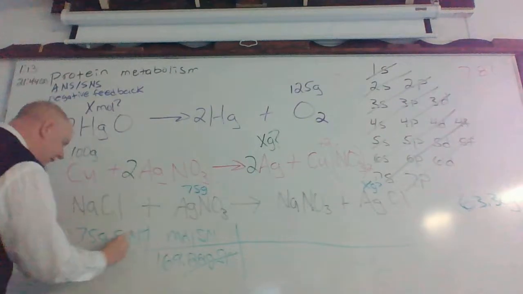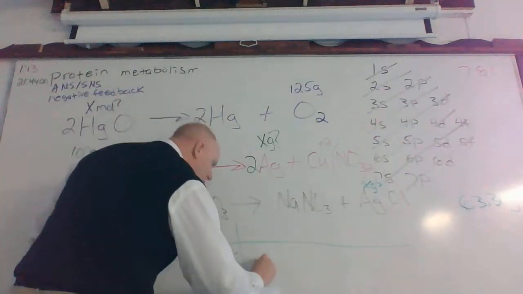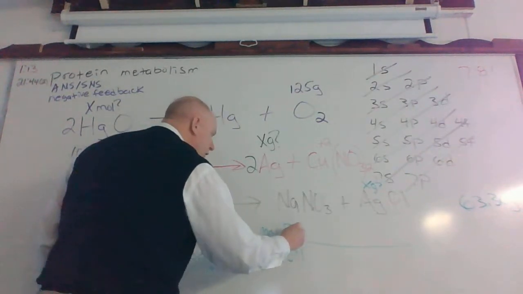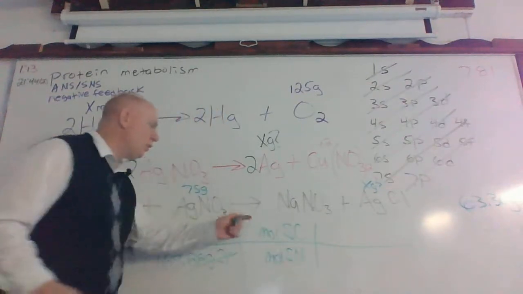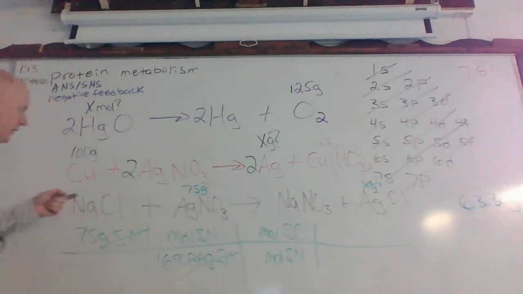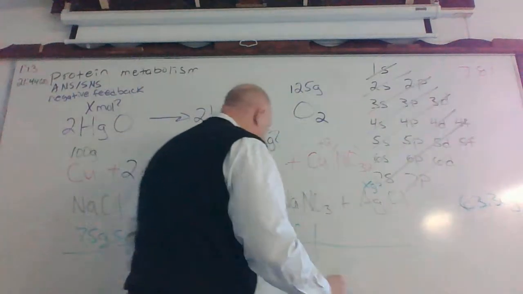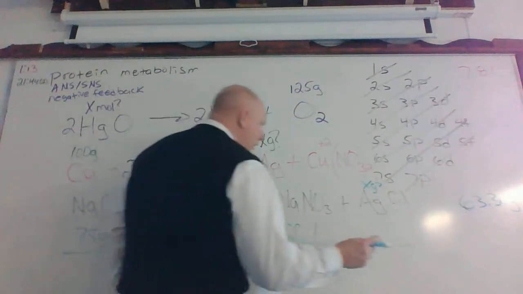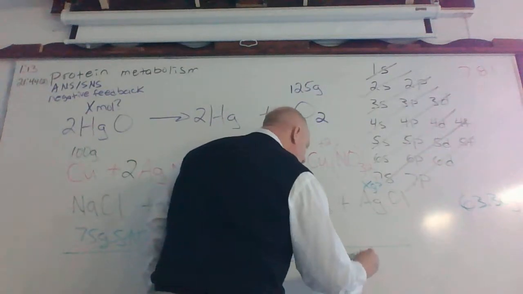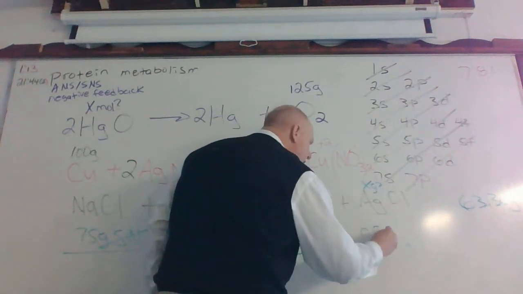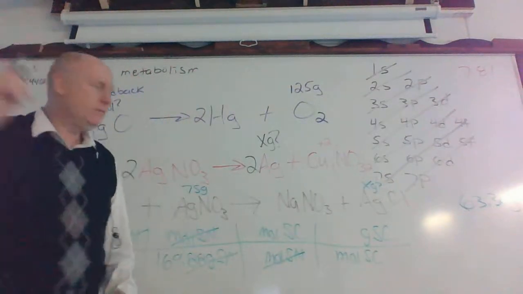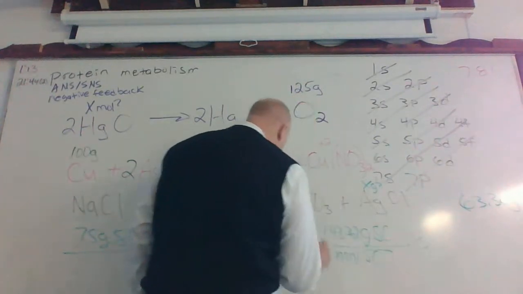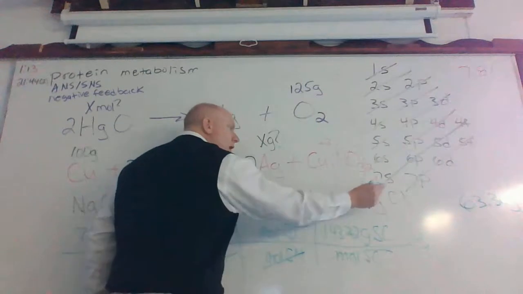Okay, so these are gone. So for every mole of silver nitrate, we get a mole of silver chloride. Now, in this mole ratio, nothing changed because all of our coefficients are ones. Then in this final step, we change this mole of silver chloride, and our grams of silver chloride is what? 143.32. Okay, so the only thing we're left with is grams of silver chloride, and that's what we're looking for.